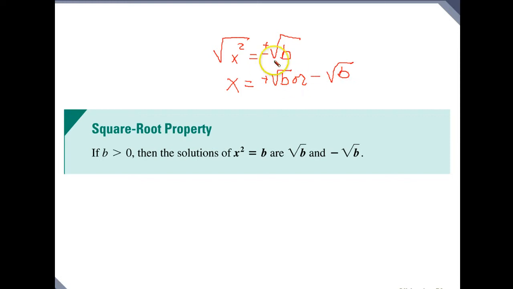Usually you have to write them separately, but the key is you get a plus or minus when you take the square root of a variable.